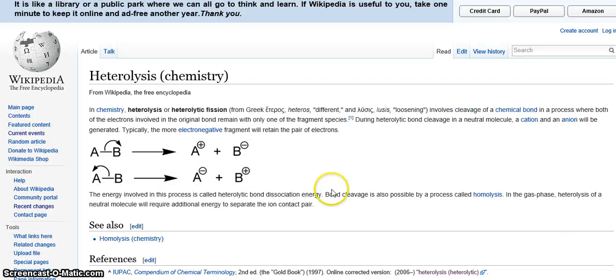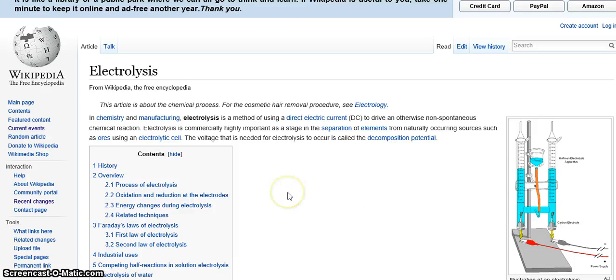Because as you will see, the neutral molecule will require additional energy to separate the ion contact pair, meaning that's electrical current. We all know what happens when a molecule is separated by electrical current. It's called electrolysis. In chemistry and manufacturing, electrolysis is a method of using a direct electric current to drive an otherwise non-spontaneous chemical reaction. In other words, this is not pseudoscience, people. This is basic chemistry, and they use it in manufacturing.